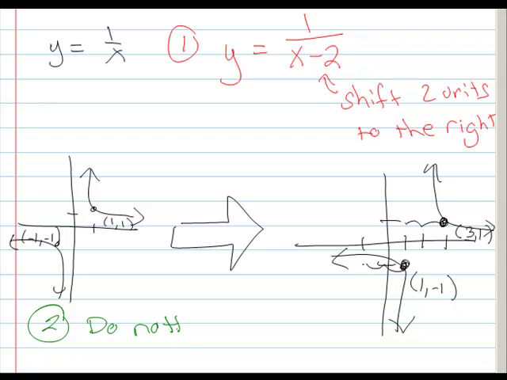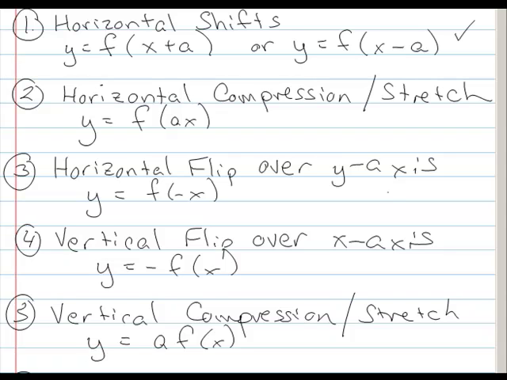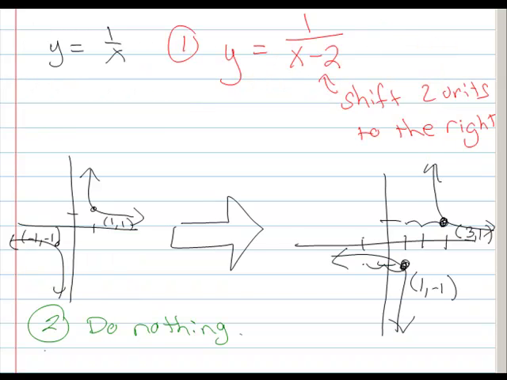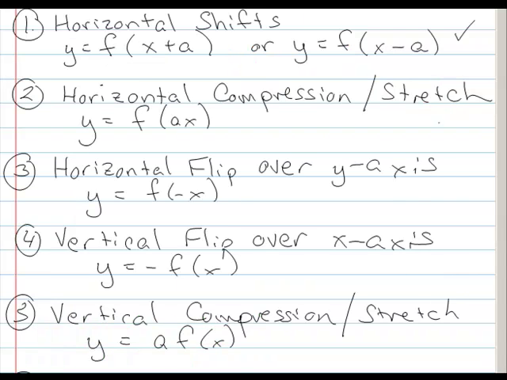There is no step 2. Nothing's getting multiplied in front of that x, so I have nothing to worry about. So let's see, what was step 3 going to tell me to do? Step 3 is to do a horizontal flip over the y-axis if the x has a minus sign in front of it. So does my x have a minus sign? No. Okay, so again, step 3, I'm going to do nothing. So I've taken care of this one, and actually, I didn't have anything to do here.